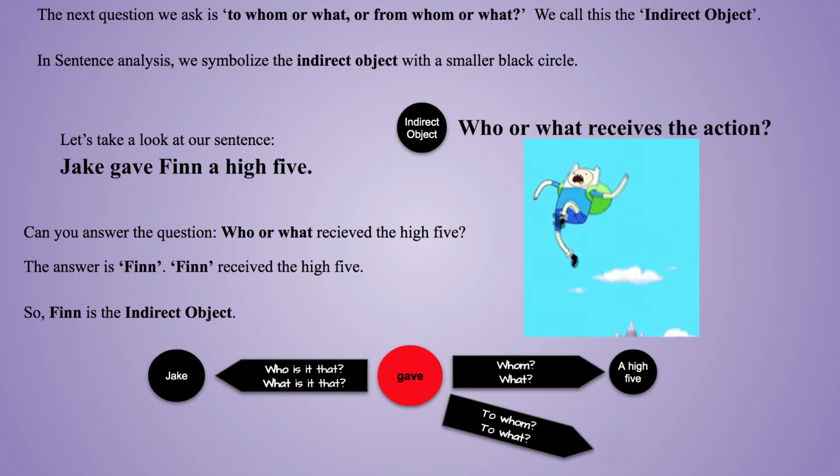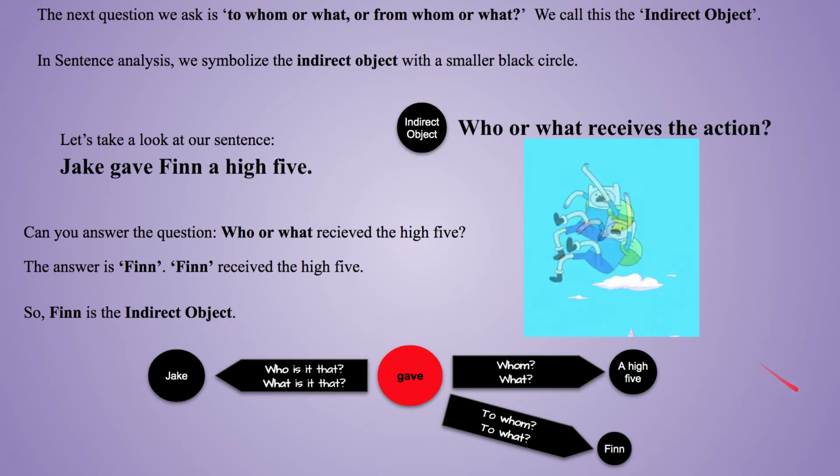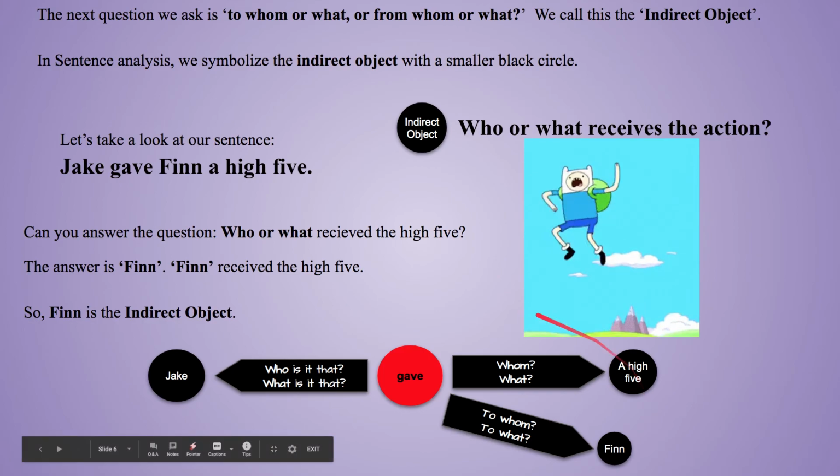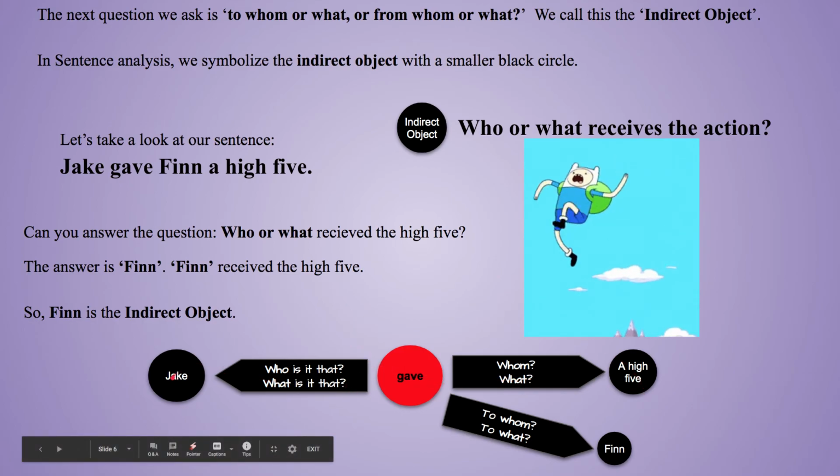So that is the indirect object. We give that an even smaller black circle. You might write indirect object above it. This is how we symbolize a sentence that has a predicate, a subject, a direct object, and an indirect object.